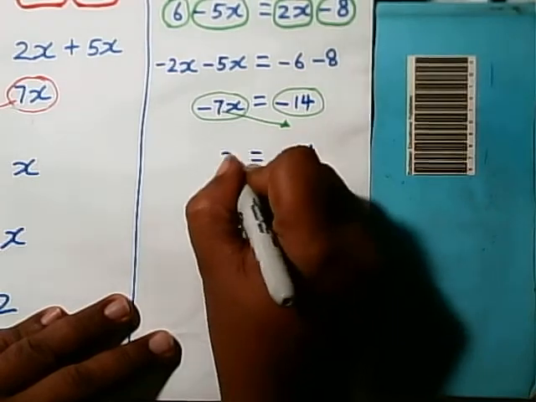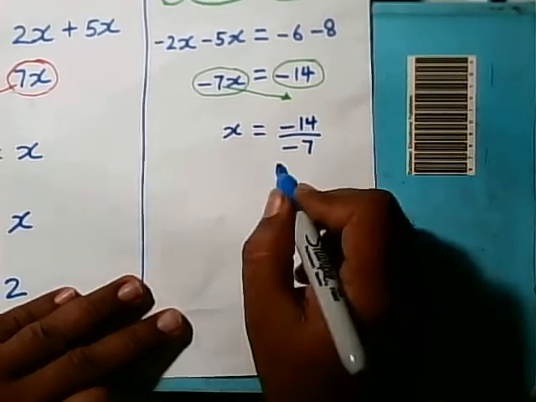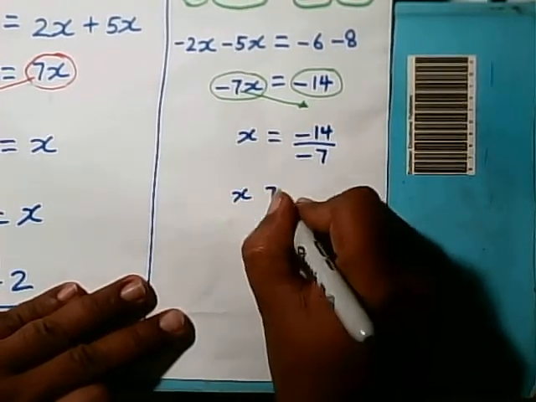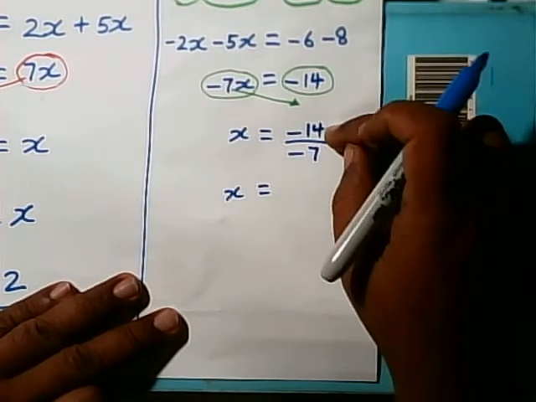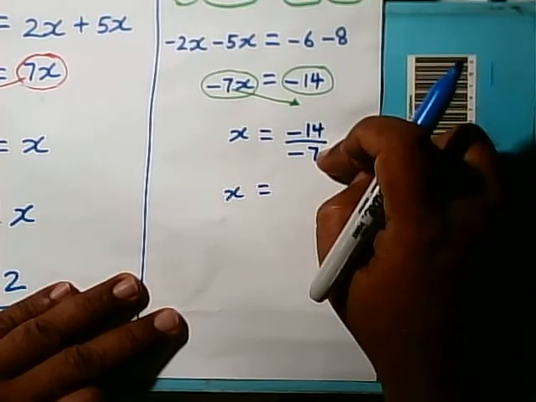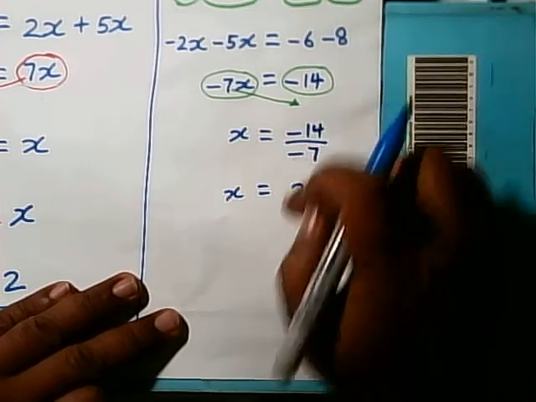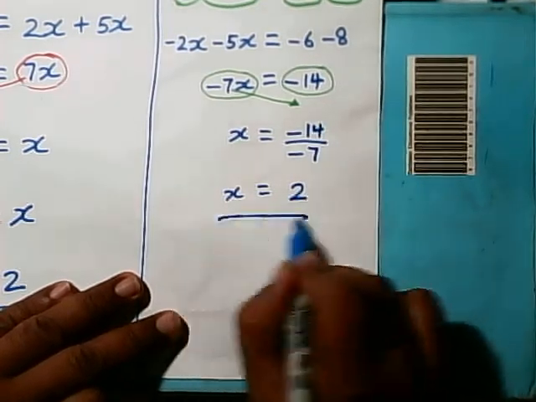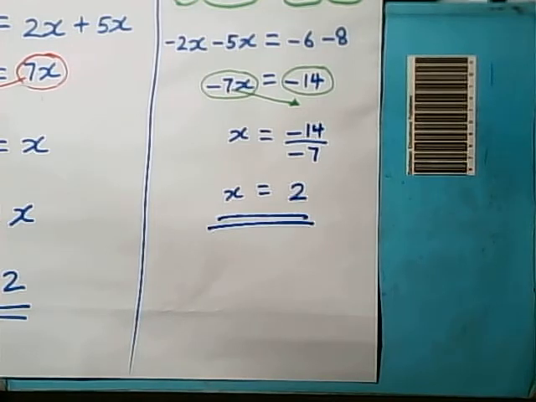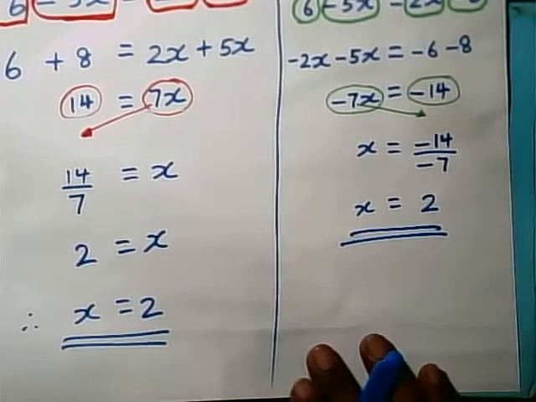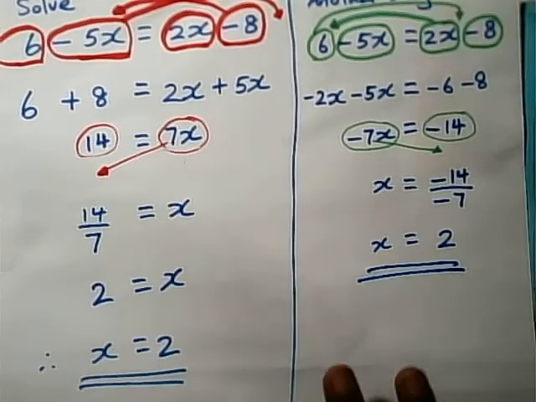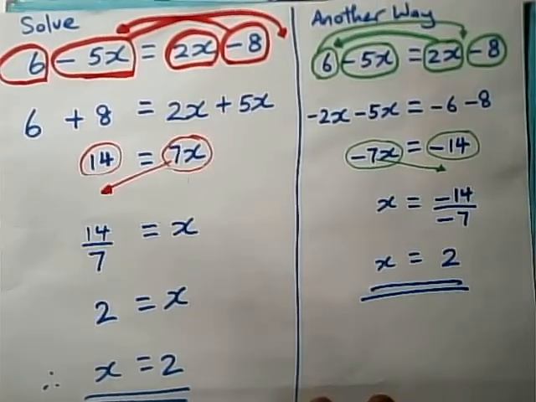And all you're left with here is the x alone. X is equal to this here, minus 14 divided by minus 7 will give you 2, and a negative divided by a negative is a positive answer. So that's your answer here. X is equal to 2. That's another way to work it out. Both ways are good. No one way is better than the other. Now you know your two methods that you can use. Okay.